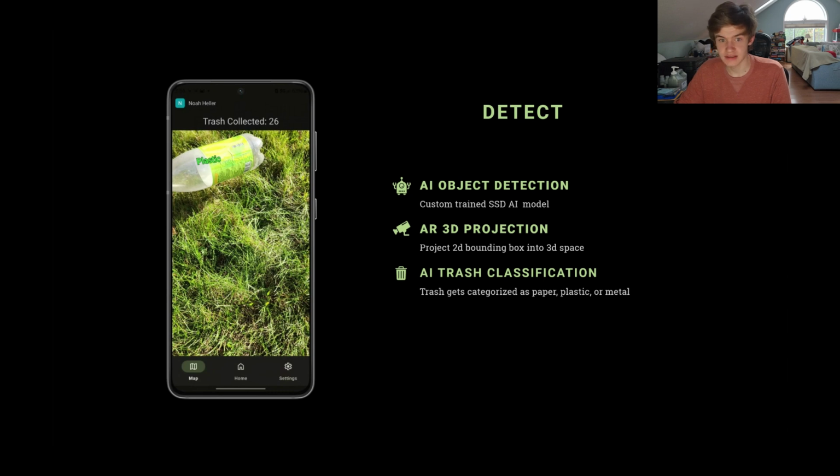The detect task uses an AI object detection model to determine the bounding box of the recyclables as well as their material. The bounding box is then used in conjunction with the data from the locate task to project the detection into 3D space. This 3D position is then used in the next step.